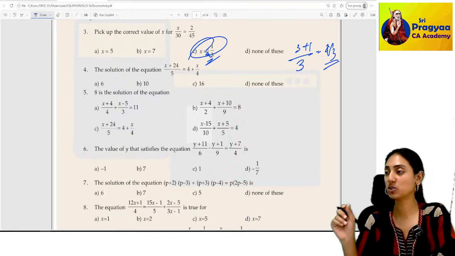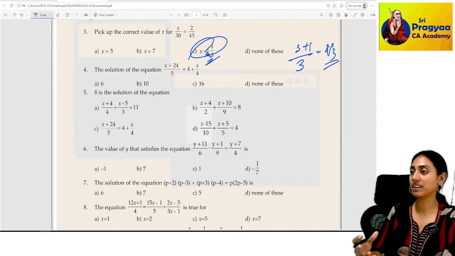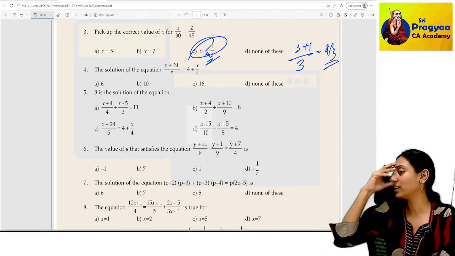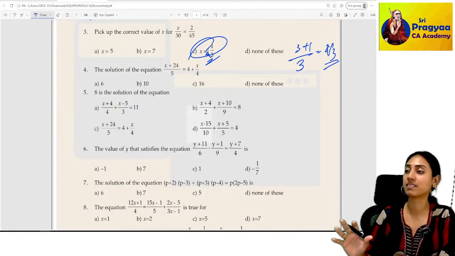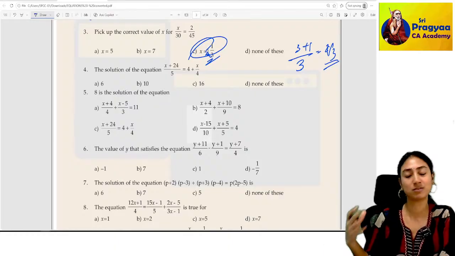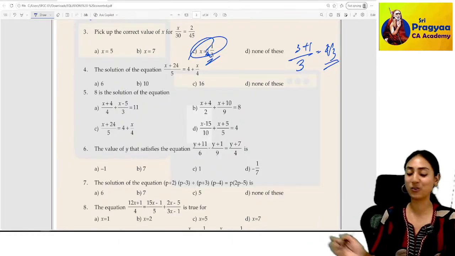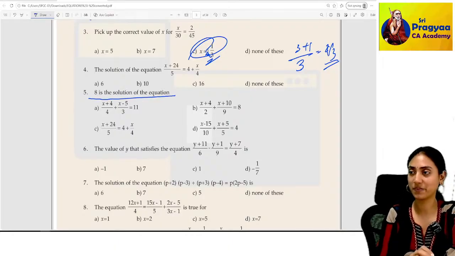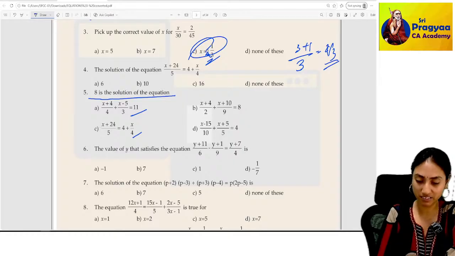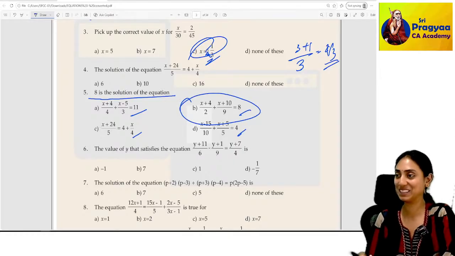"8 is the solution of the equation." Speak. You have to speak. Being an accountant, you will interact with 10 people a day. I get at least 20 calls a day. Like it or not, you have to interact with people. Speak out loud. 8 is the solution of the equation. What have they given? They have given you literally the answer here. Well, there is nothing.